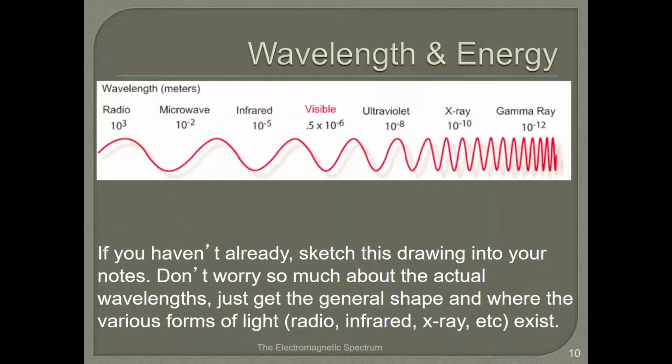We can also visualize frequency from this. Frequency is how fast something bounces up and down in a given amount of time. We can see radio waves take a long time to go up and down. But if we look at gamma rays, you can see how bunched up it is.